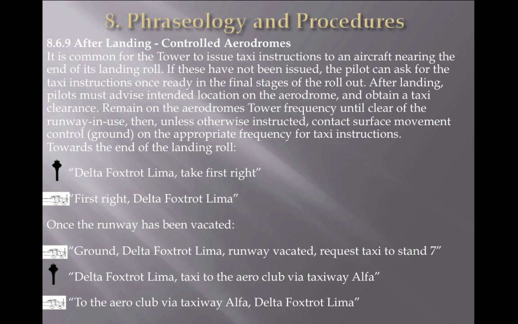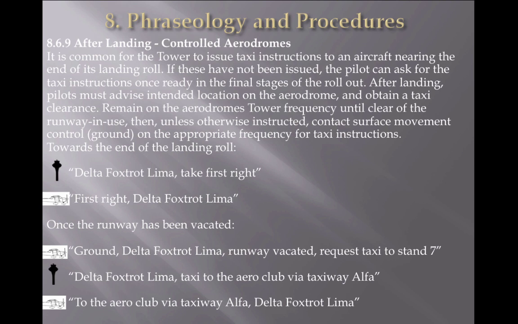After landing in controlled aerodromes. It is common for the tower to issue taxi instructions to an aircraft nearing the end of its landing roll. If these have not been issued, the pilot can ask for taxi instructions once ready in the final stages of the rollout. After landing, pilots must advise intended location on the aerodrome and obtain a taxi clearance. Remain on the aerodrome's tower frequency until clear of the runway in use.